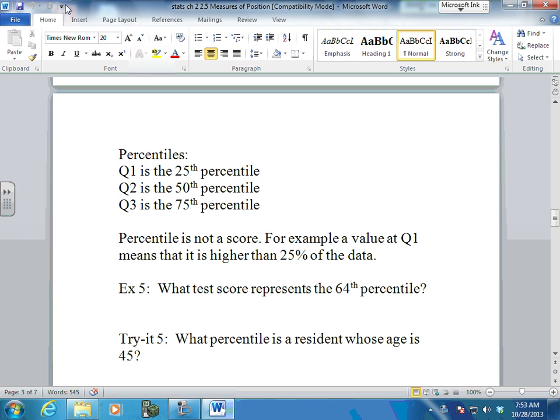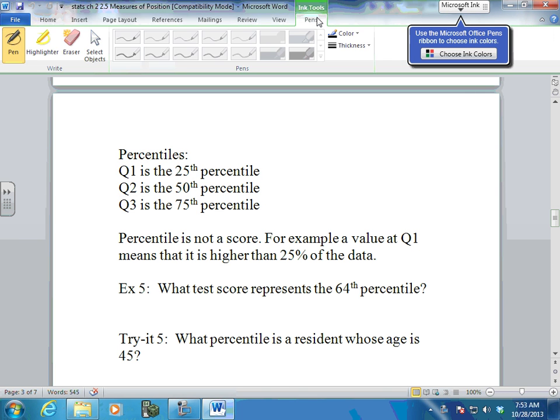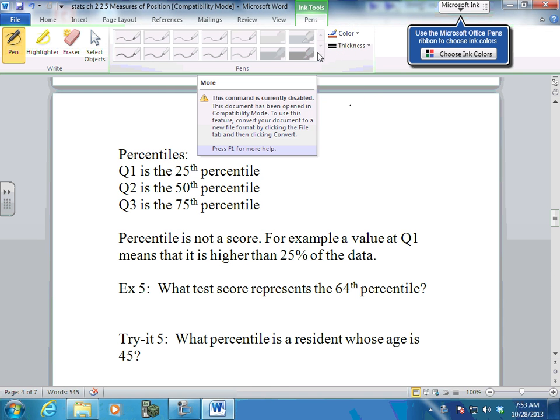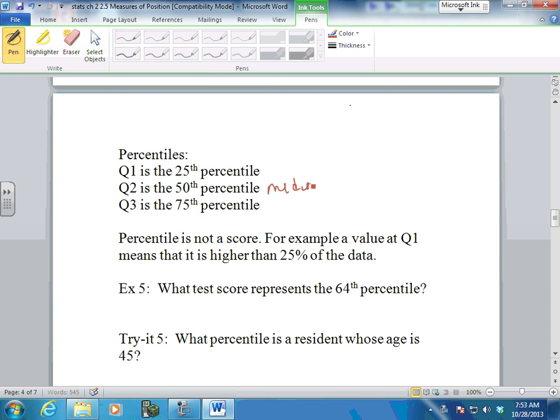Mention up here, let's finish this up with percentiles. In your percentiles of your box and whisker, again we said it's like money. So quartile 1 is a quarter, 25%. Quartile 2, 50%. This is your median. That's the middle of your data.